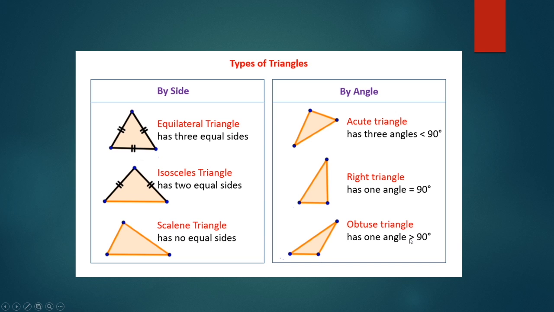If one angle is greater than 90 degrees, obtuse angle triangle. If one is equal to 90 degrees, it is called right angle triangle. And if all the angles are less than 90 degrees, we call it acute angle triangle.